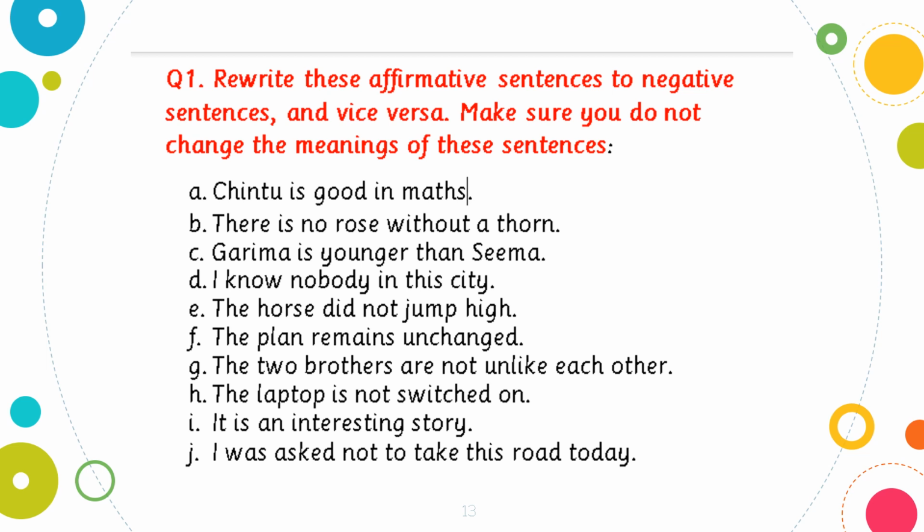The second one, there is no rose without a thorn. Third one, Garima is younger than Seema. Fourth one, I know nobody in this city. Fifth one, the horse did not jump high. The plan remains unchanged. This is the sixth one. The seventh one, the two brothers are not unlike each other. Eighth one, the laptop is not switched on. Ninth one, it is an interesting story. And the last one, I was asked not to take this road today.